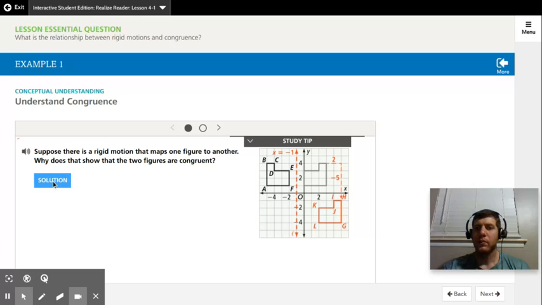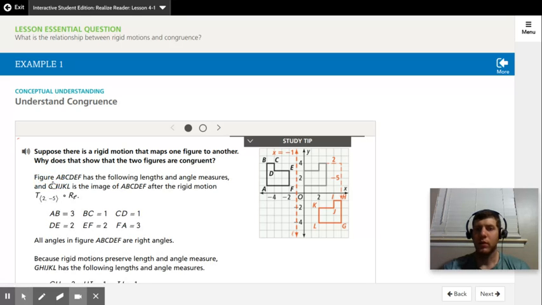Okay. And I think what they're going to do here is show that by showing all the lengths of the sides. So if you count out how long each of the sides are, right? A to B here is going to be 3. B to C is 1 unit long. C to D here is 1 unit long. DE is 2 units long. EF is 2 units long. And FA here is 3 units long.